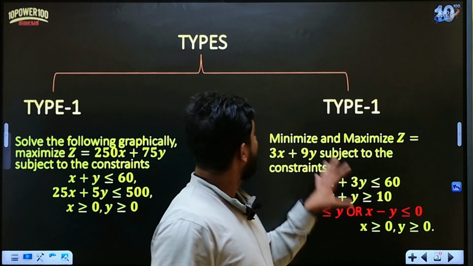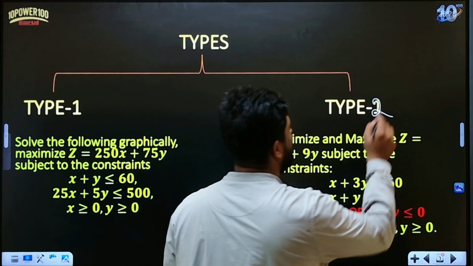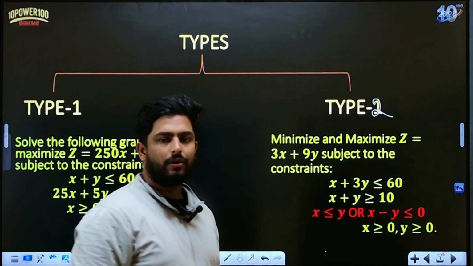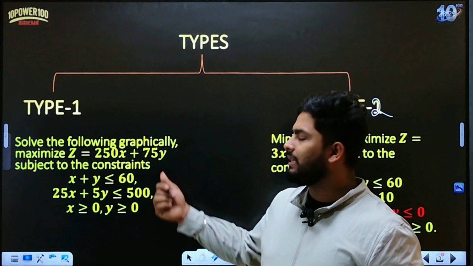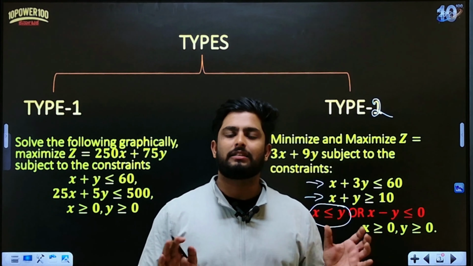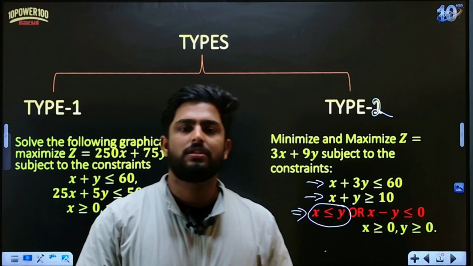Here in this case, this is type 2. Look at this: there are 3 inequalities. First inequality, second inequality are the same as in type 1. But in the third one, the condition given is x less than or equal to y, or else this can also be written as x minus y less than or equal to 0. So this is the second type, children. For this there is a different method, one step extra than the type 1 method. I'll explain everything very clearly in this video, so just watch this video till the end.